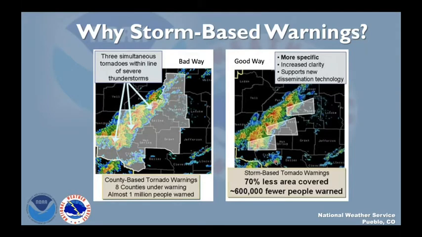And the way that I like to think about it, when I'm on the warning desk, is we have a storm that just went over an area and my grandmother was affected by it. It is now no longer over her, so I want to tell her that she's okay, and that she can leave the basement and resume life as normal. This is probably the main reason why we moved to these storm-based warnings. It's 70% less area covered, and in this case right now, 600,000 people will not be warned by this, which is great.